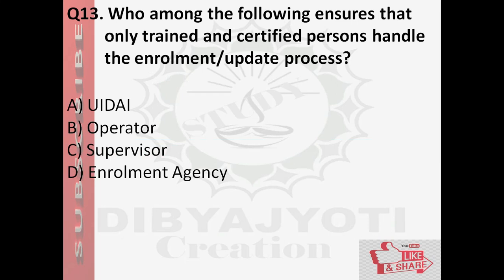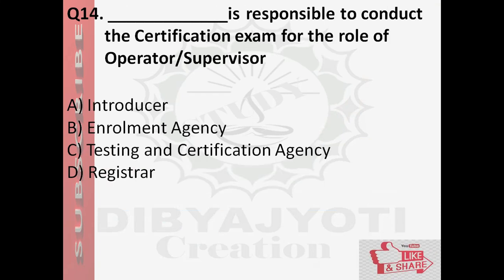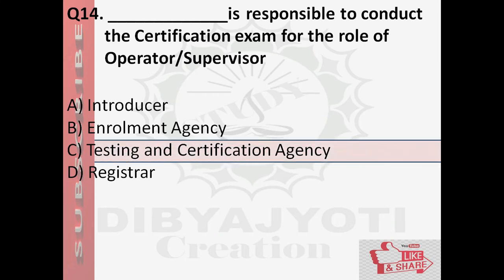Then next, who among the following ensures that only trained and certified personnel handle the enrollment or update process? Option A, UIDAI, option B, operator, option C, supervisor, option D, enrollment agency. And answer is option D, enrollment agency. Then next, who is responsible to conduct the certification exam for the role of operator or supervisor? Introducer, enrollment agency, testing and certification agency, registrar. And answer is option C, testing and certification agency.